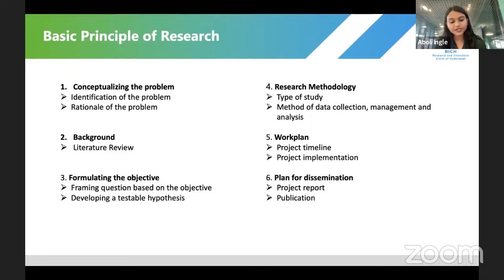And project implementation, once we have the plan in place, we should also have all the resources that we're going to utilize during this project timeline, like who will be involved in literature review, who will be conducting the data collection, who will be doing the analysis. So we should have all these resources also in place when we come up with the timeline for this research. That's project implementation. And the last is plan for dissemination.